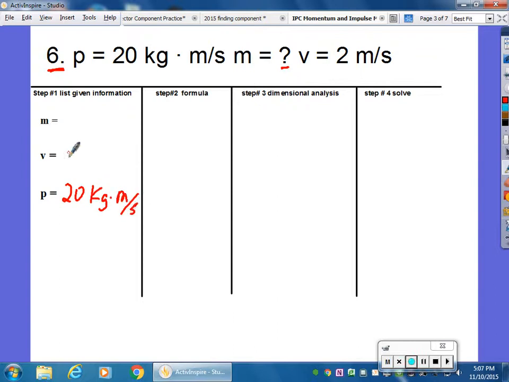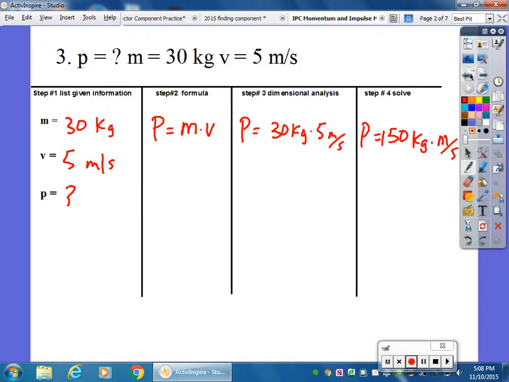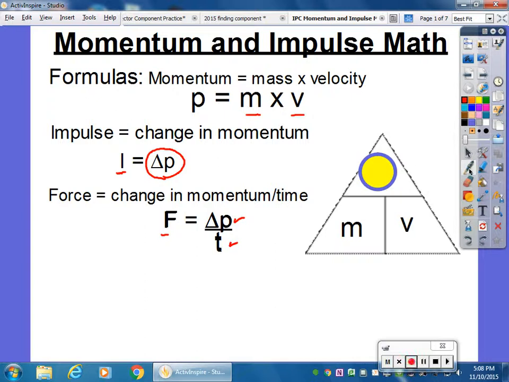And it's going to give you the velocity. It's going to ask you to solve for mass. If you need to go back and do your magic triangle, you can. Move your little thing. Solve for mass. You're going to take momentum divided by velocity this time.